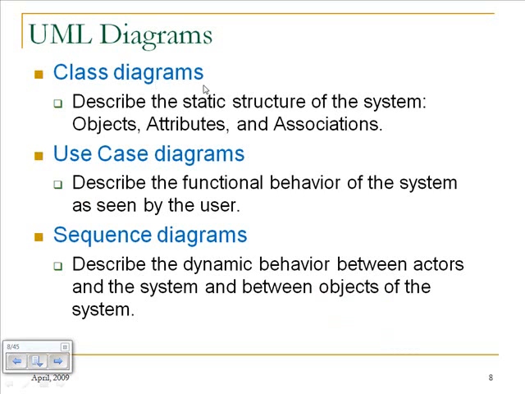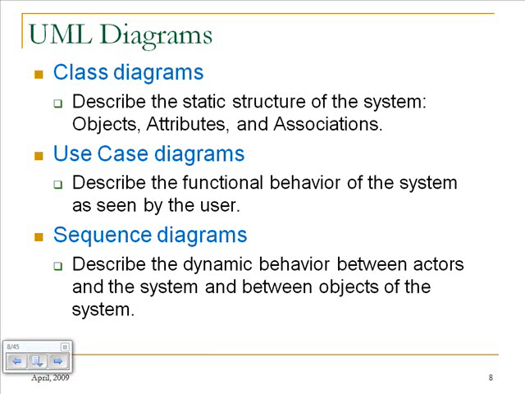the class diagrams, the use case diagrams, the sequence diagrams. We're going to, I believe, start with the class diagrams. The class diagrams are going to describe the static structure of the system. It's going to include the objects in your system, the attributes of each object or entity, and the associations that object has.